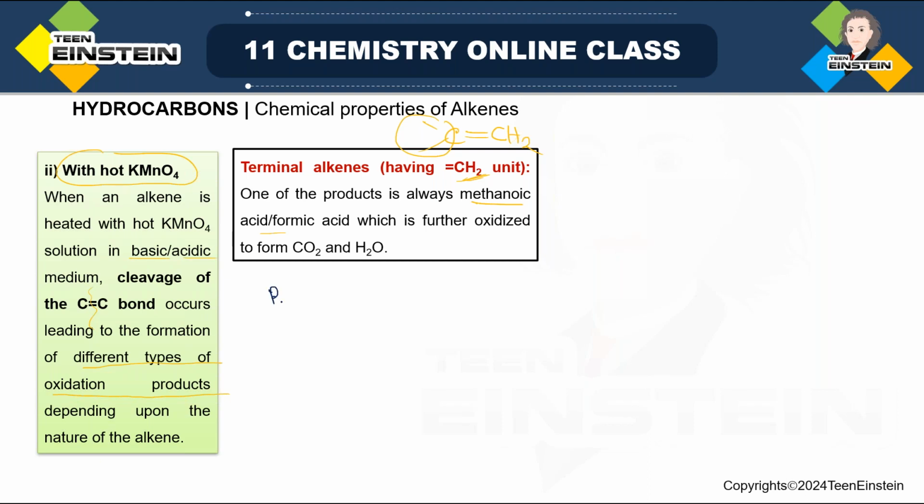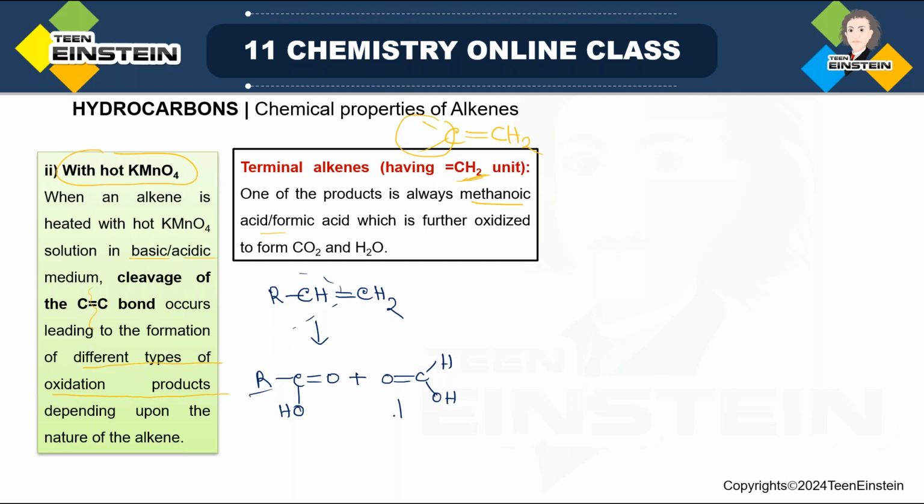So if I take some general structure of a terminal alkene like this, RCH=CH2, where R may be a methyl group, whatever, and you are using hot KMnO4, then what will happen? From this side, you will get RCOOH, and from the other side, you will get formic acid. So formic acid from one side and RCOOH from the other side; depending on our R group, you can name it. If our R group is methyl, it will be acetic acid.